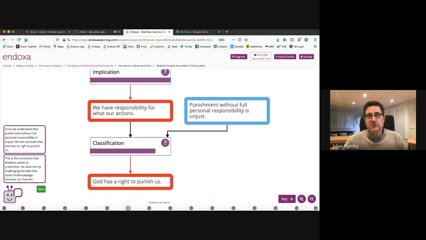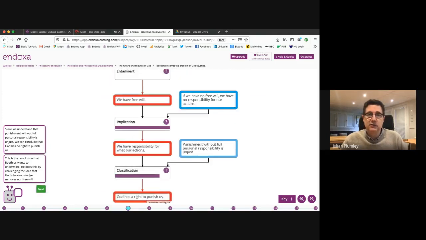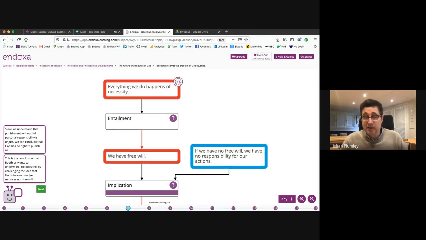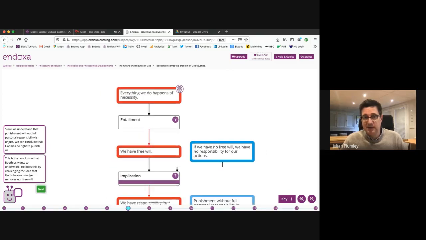So if we have no responsibility for our actions, punishment without responsibility is unjust. You can't punish people who have no control over what they're doing. So God has no right to punish us for anything that we do. And that's a conclusion that most theologians would wish to argue against. And it all comes back to this problem of not having free will, because everything we do happens of necessity.